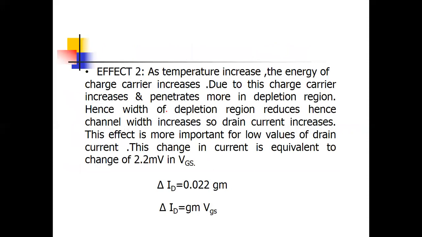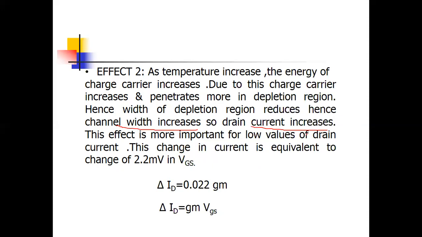Up next, effect 2. Now what is effect 2? When temperature increases, the energy of charge carriers increases, and due to the increased energy, they penetrate more into the depletion region. If penetration happens again and again, the width of the depletion region reduces. If the width of the depletion region reduces, then the channel width will increase. If channel width increases, drain current increases.